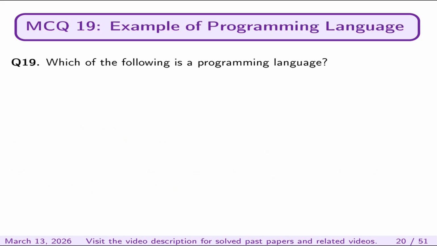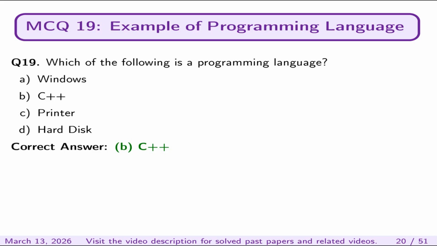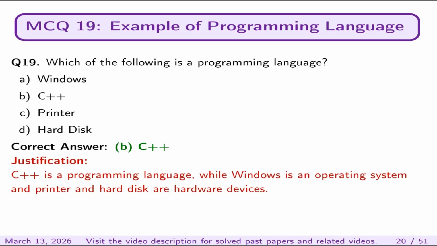Question number 19. Which of the following is a programming language? Windows, C++, printer, hard disk. C++ is a programming language, while Windows is an operating system and printer and hard disk are hardware devices.